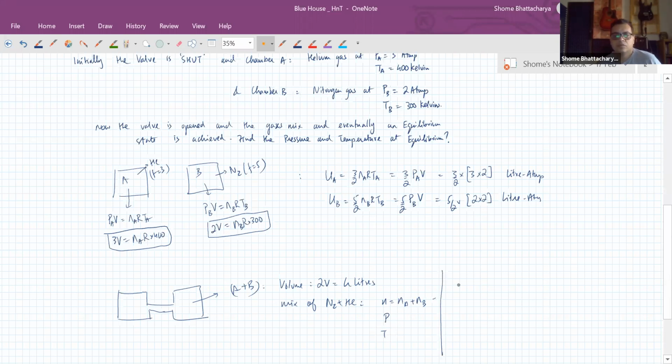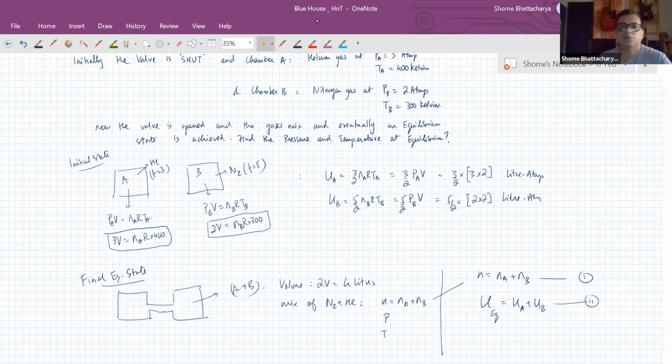So one will make use of this equation of state, and the other will make use of the fact that the internal energy of the final equilibrium state should be equal to the internal energy in A initially plus the internal energy in B initially. So now just set up the values for the left hand side for the final equilibrium state, by writing similar terms like we have written for the initial state above. And from that you should be able to work out. Okay. So just try this out and tell me how much the final pressure will be.